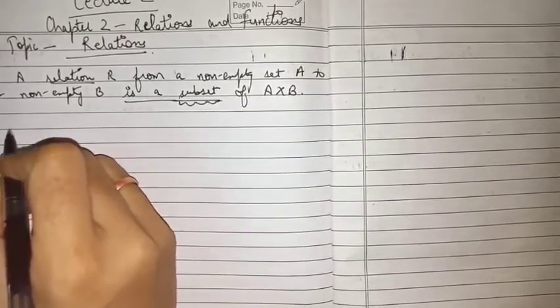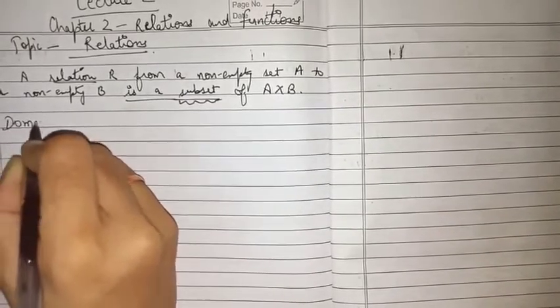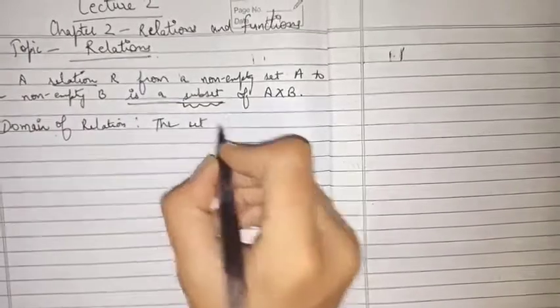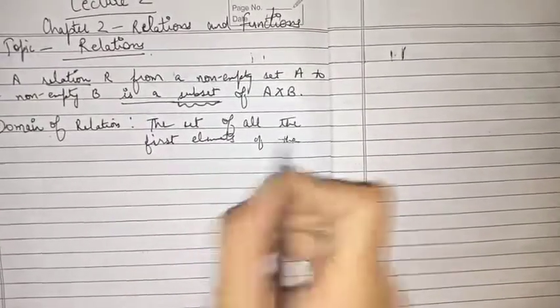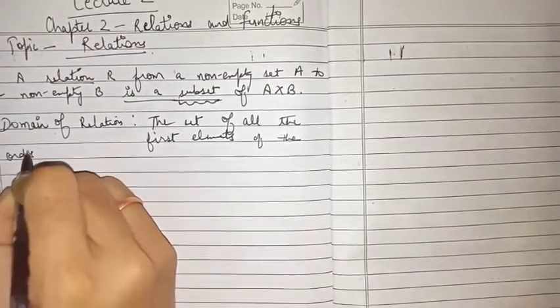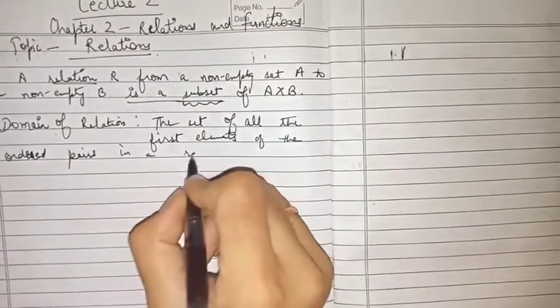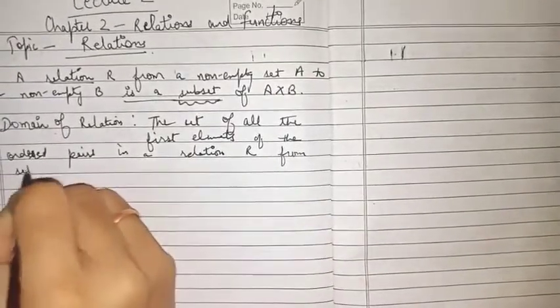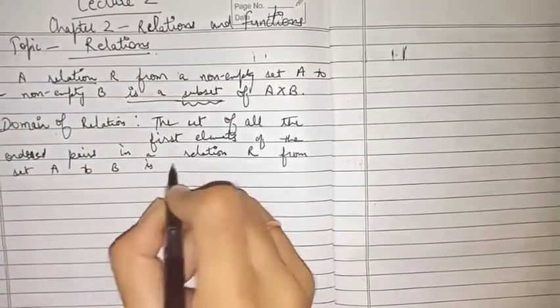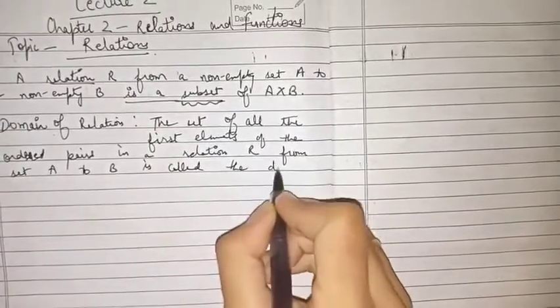The next thing is domain. What is the domain of a relation? The set of all the first elements of the ordered pairs in a relation R from set A to set B is called the domain of R.